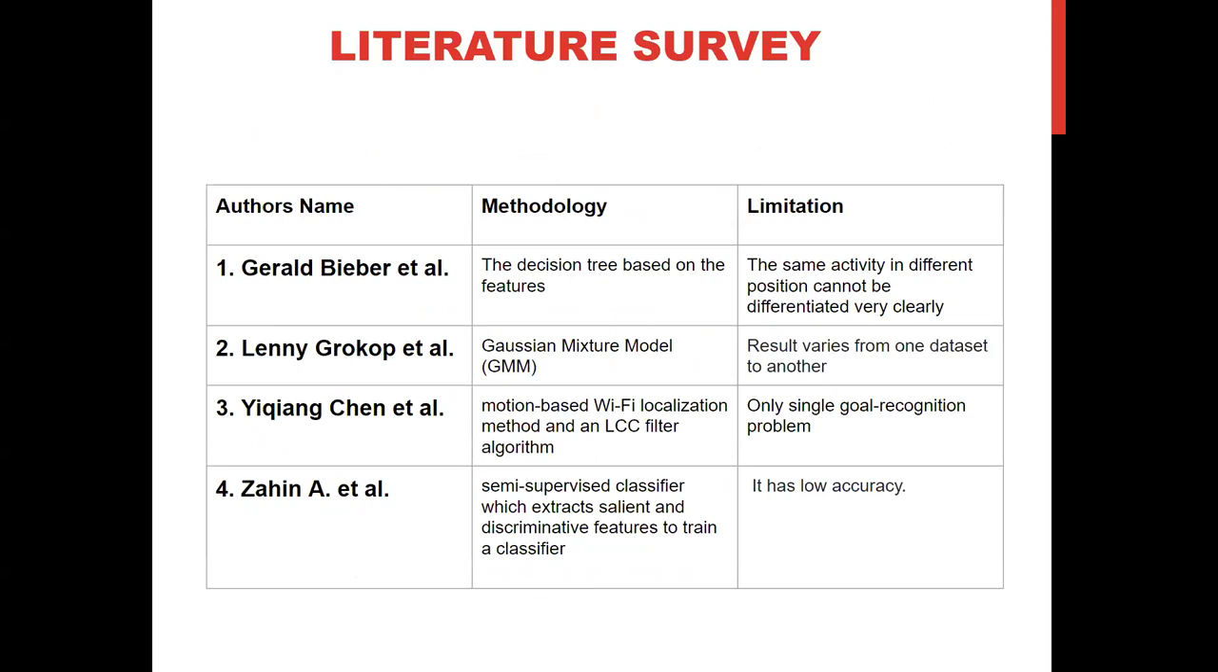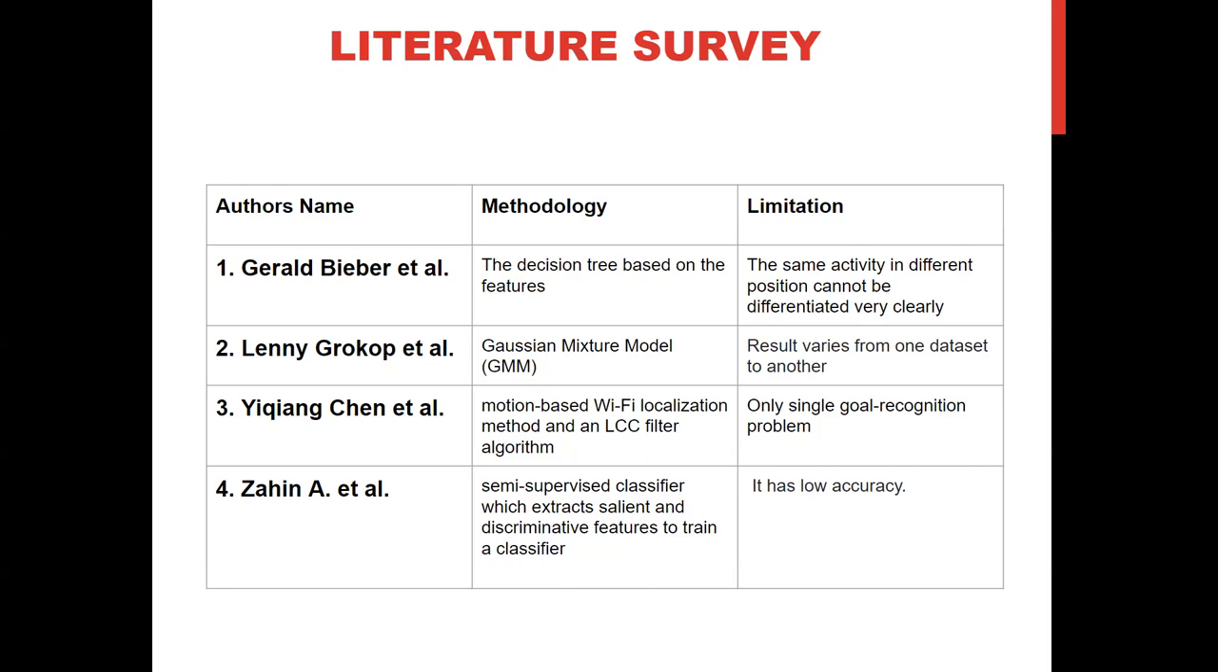Yes, sir. You say it has low accuracy. Low means what? How much? Low as in around 70% accuracy. You say approximately. See, you have done a lot of literature review and you should give the quantitative data here. Okay, so quantitative information is missing.